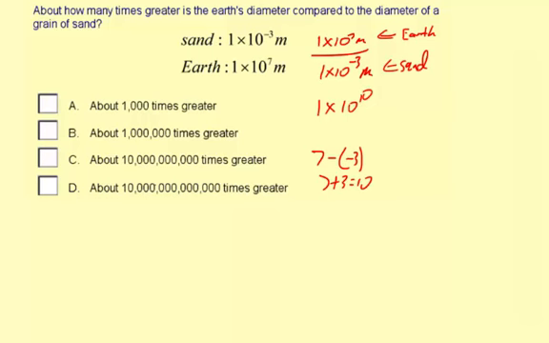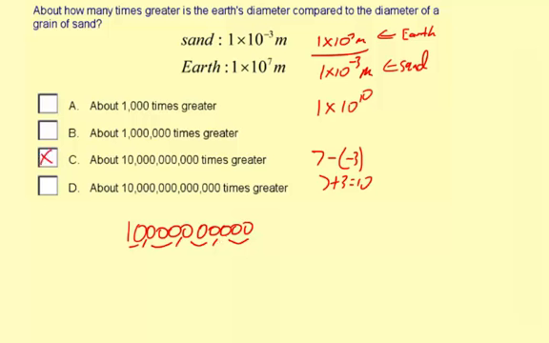Okay, so let's write that number out. That's going to be a 1 with 10 zeros after it. So 1, 2, 3, 4, 5 zeros, 6, 7, 8, 9, 10. So how do you say this number? This is the hundreds, this is the thousands, this is the millions, and this is the billions. So it's 10 billion times greater. So the Earth's diameter is 10 billion times greater than the diameter of a grain of sand. Oh, and that's this number right here.